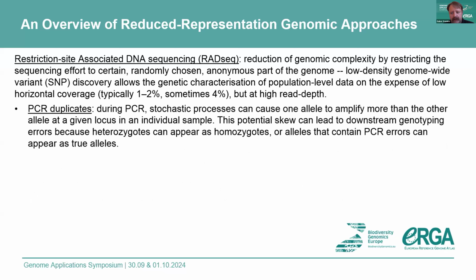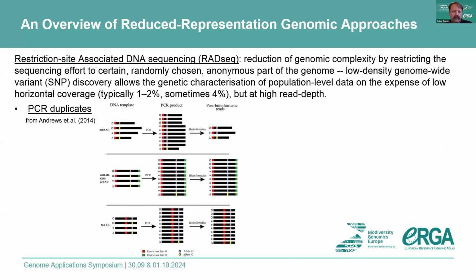Okay, so what is a typical problem for RADseq is the PCR duplicates, because you cannot avoid PCR duplicates, which come from the PCR step. And of course, it can cause real problems because it can distort the original allele frequencies.